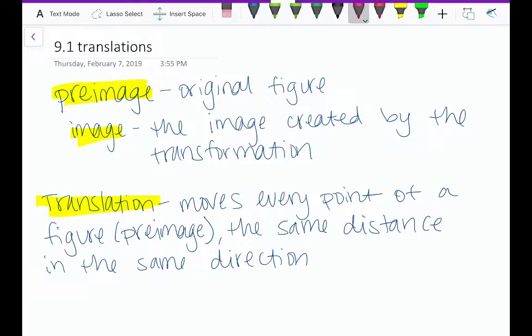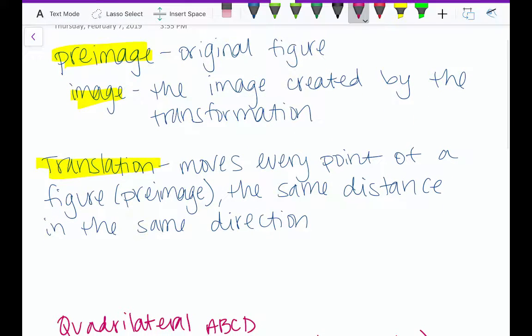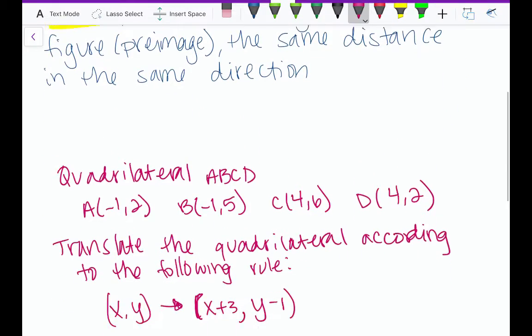A pre-image is going to be the original figure, and then the image will be what is created by the transformation. And again, when I say transformation, I mean translation, rotation, reflection, dilation, or possibly a combination of any one of those. A translation specifically is something that moves every point of a figure, which we call the pre-image, the same distance in the same direction. You may have heard a translation before called a slide, and that's what we're going to be doing.